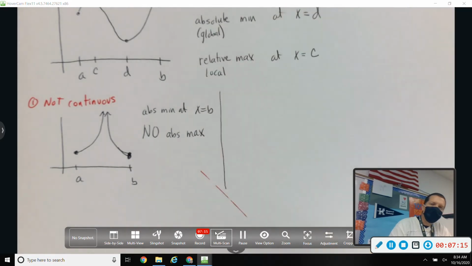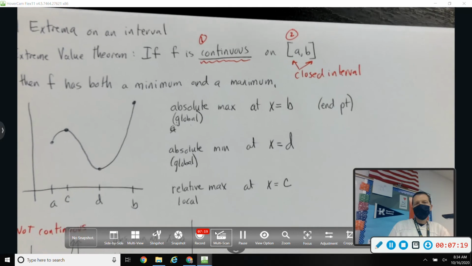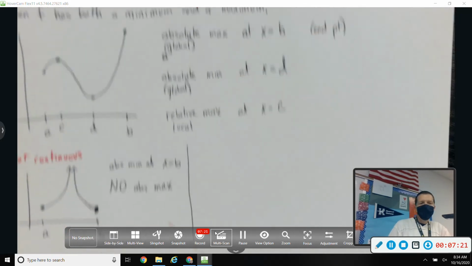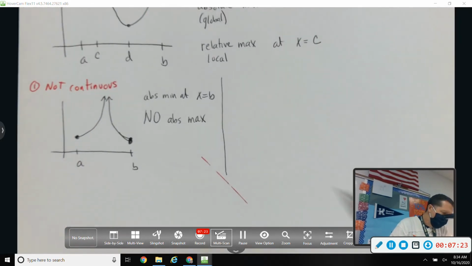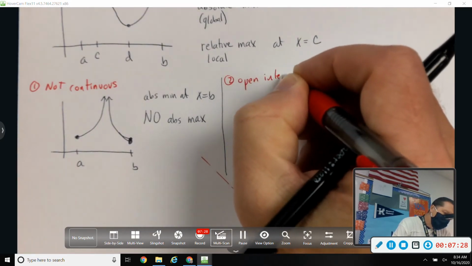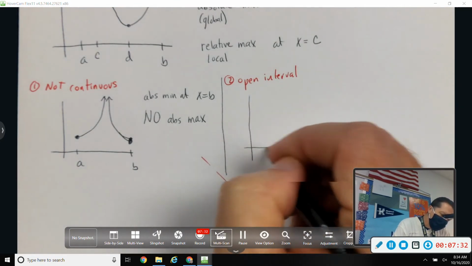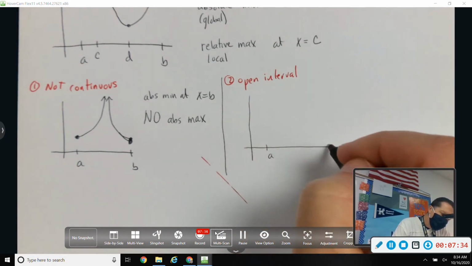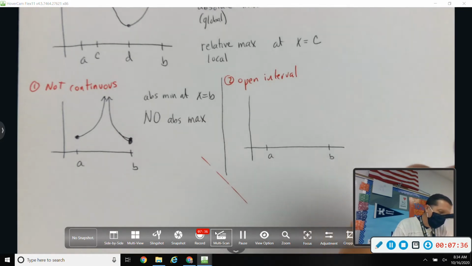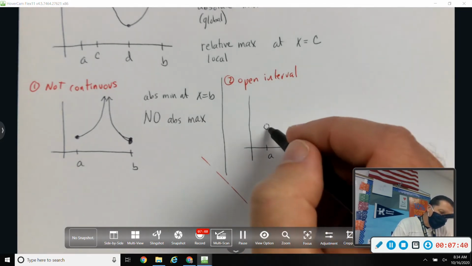Second sort of possible problem, jumping around here, is the open interval, closed interval thing. So let's do one that has an open interval, meaning at the endpoints we don't want to include the endpoints. So I want open circles at the endpoints.